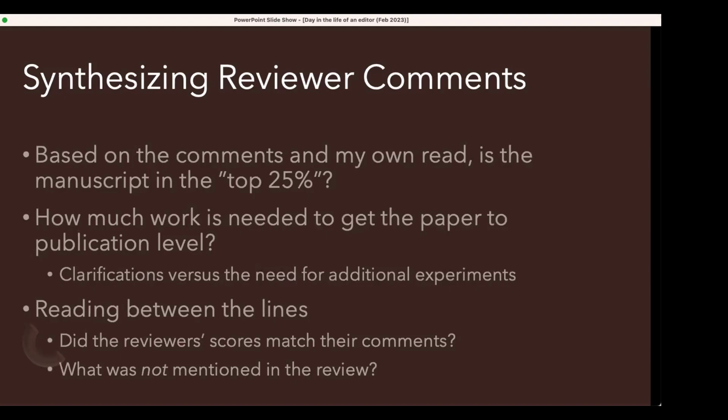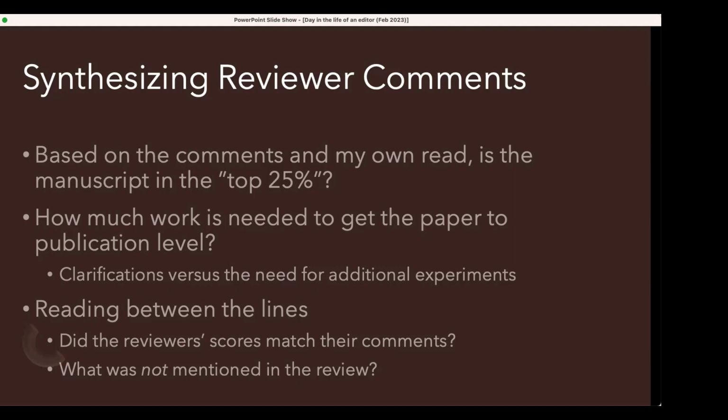And so where I come in, in terms of my own review, is really synthesizing these comments. One of the questions that we ask as an editorial group, and I don't remember if it's the top 25% anymore, I know we've been moving the needle downwards because we've been raising the bar in terms of the quality of papers that we get. So maybe it's the top 15% now, but basically we ask ourselves, is this at the top of the crop in terms of the papers that we see? If it is, then that may be publishable. If not, then how much work is needed to get the paper to a publication level?